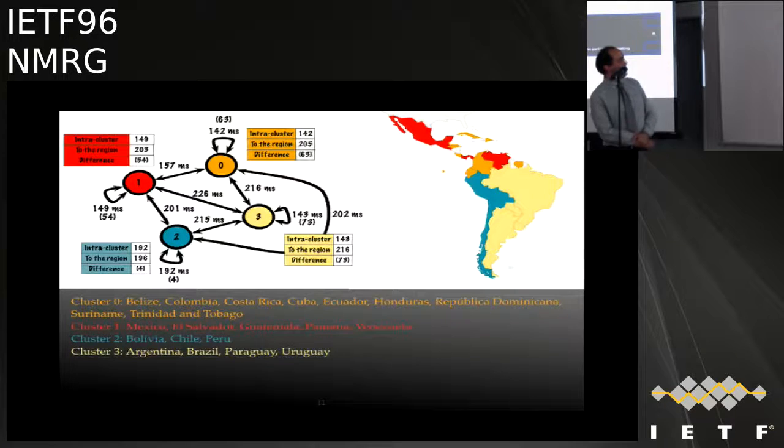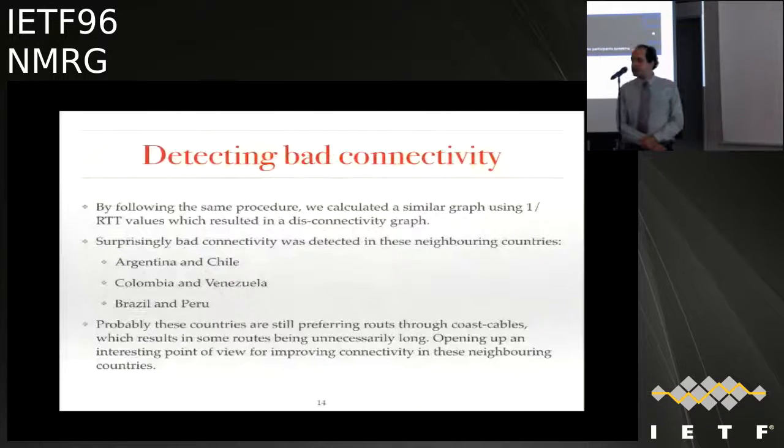Exactly. So we followed the same procedure to detect bad connectivity. We used the same round trip value, but we used the inverse to construct the graph. So we weren't actually taking the worst results, but comparing the least good of them. We were always taking the best ICMP measurements, and then we took the inverse of that, and we can construct the graph based on the least good results.